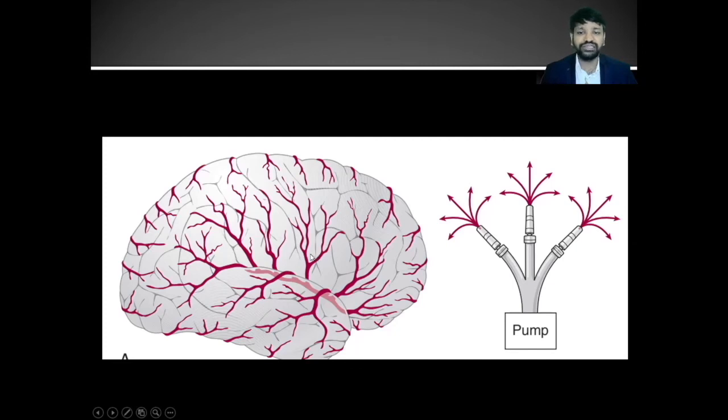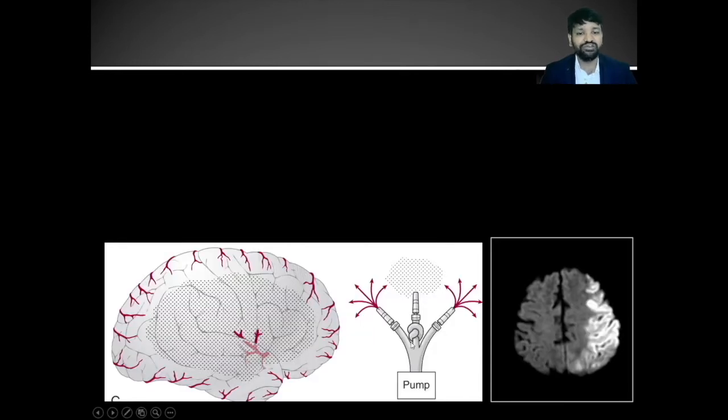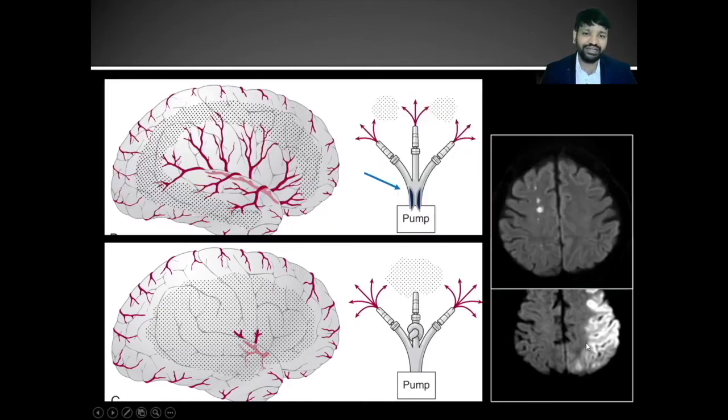Let's say the brain is supplied by vascular pumps, and each of these vascular pumps is supplying some area of the brain. And in a given scenario where there is an occlusion of one pump, similar to occlusion of one artery, now what will happen? The area which is supplied by this particular artery will not get the blood supply, so it will undergo infarction. Whereas in another case, instead of complete occlusion of the artery, let's say there is a severe narrowing of one of the major arteries.